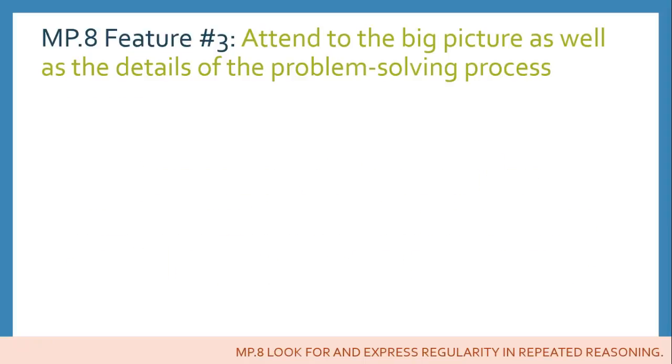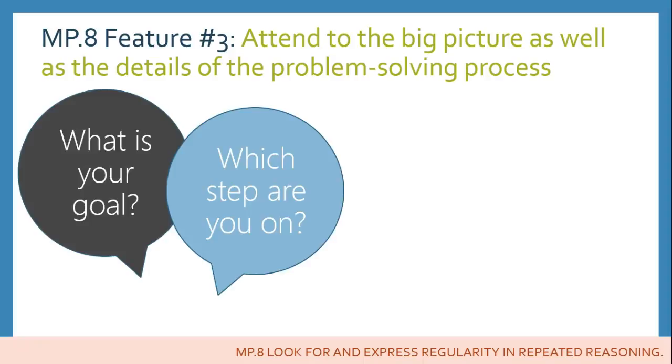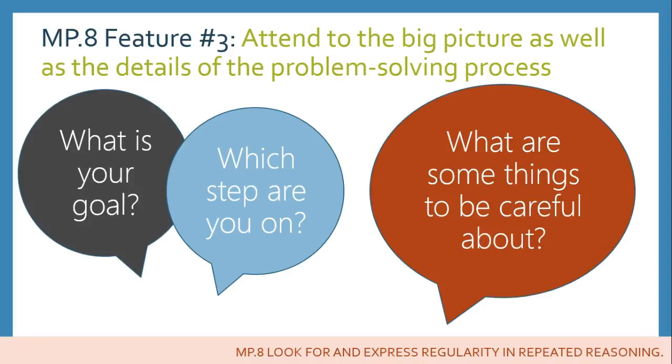The third feature of looking for and expressing regularity in repeated reasoning is attending to the big picture as well as the details of the problem-solving process. To encourage this, you could ask, what is your goal? Which step are you on? And also, what are some things to be careful about?